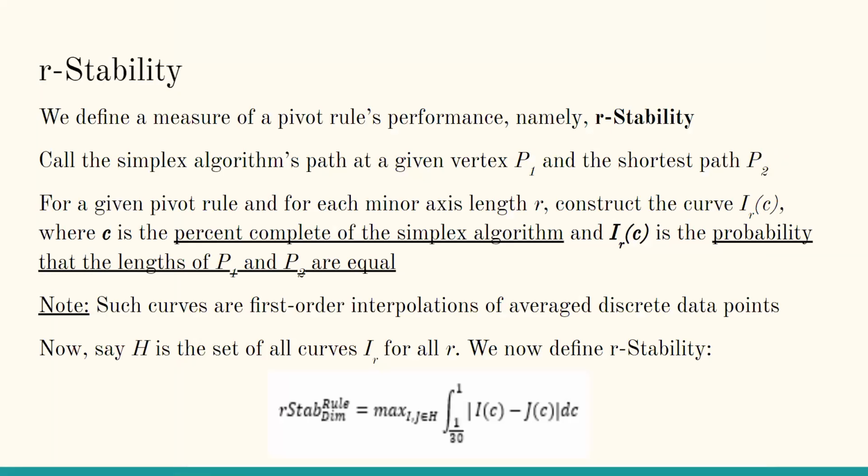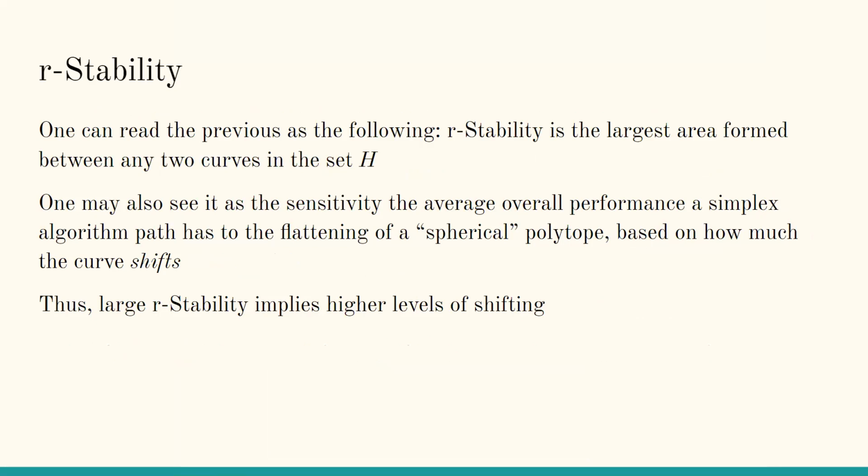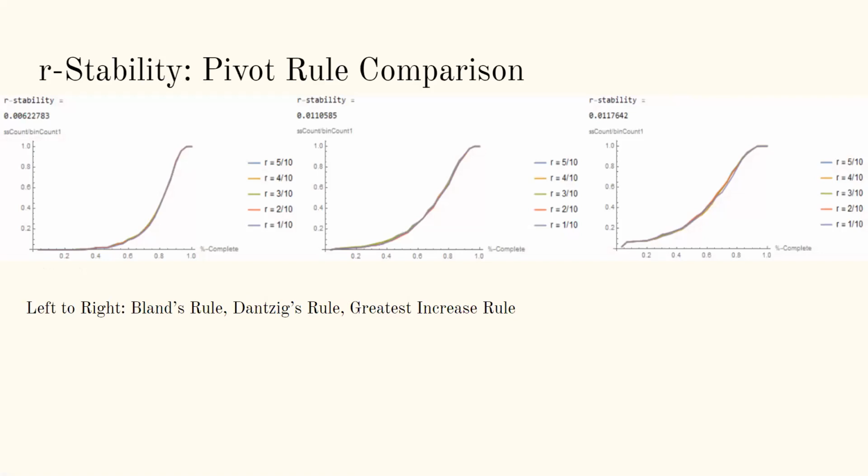On to defining R stability: it's a measure of a pivot rule's performance, and for a simplex algorithm's path and shortest path, we do a comparison here. We construct a curve where, at a certain percent complete of the simplex algorithm, the curve outputs the probability that the lengths P1 and P2 are equal. What R stability is telling you is the largest area formed between any two curves in this set H of all of these curves. One may also see the sensitivity of the average overall performance of the simplex algorithm path to the flattening of a spherical polytope, and thus higher R stability means higher levels of shifting.